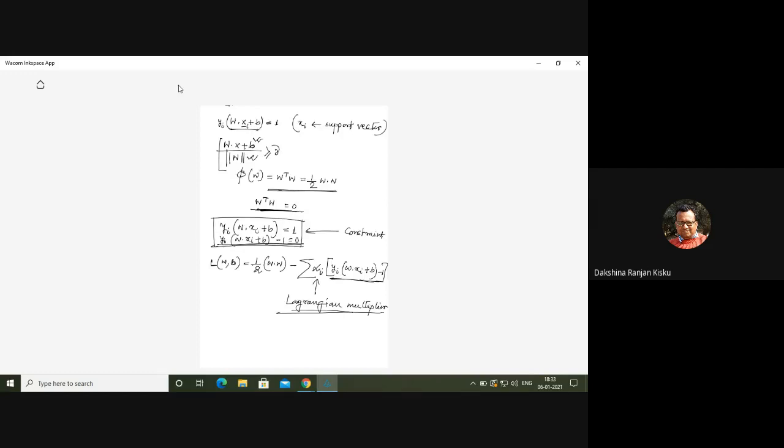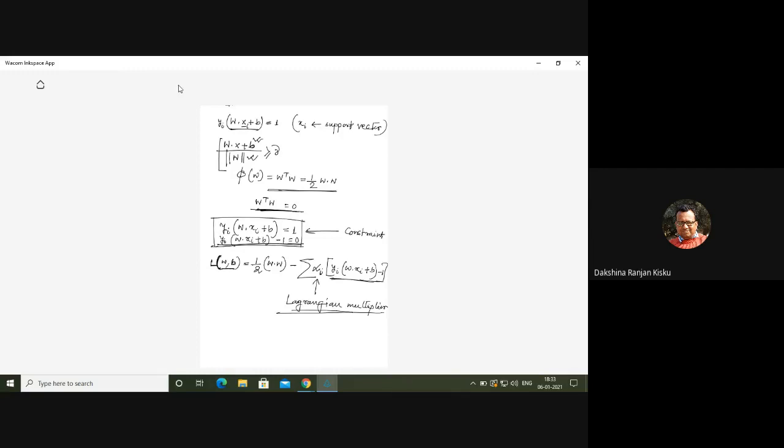That is why, in terms of W and B, we try to express this function with the help of Lagrangian multiplier. So here we have considered the Lagrangian expression L of W comma B, and here we have written the expression, and we multiply alpha I with the constraint yi into W dot xi plus b minus 1.